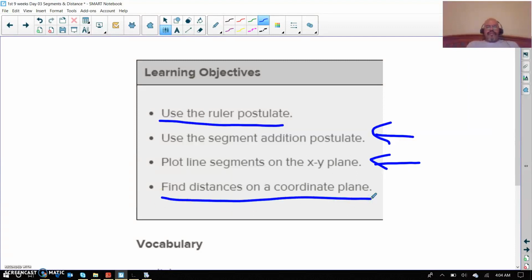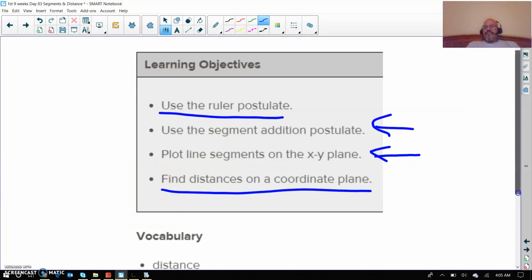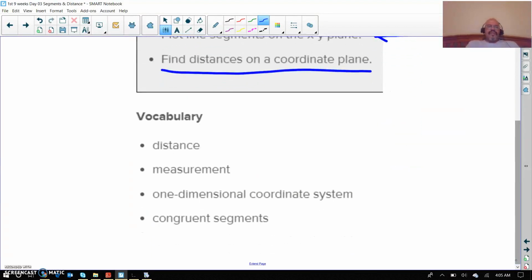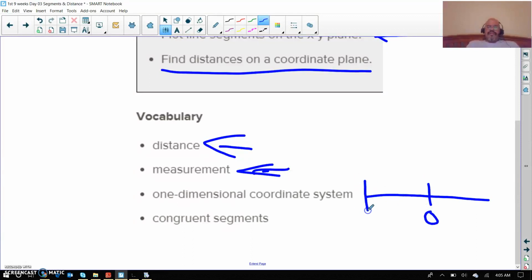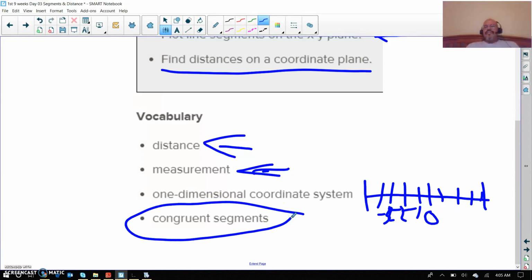Finding distance on the coordinate plane is actually a derivative of the Pythagorean theorem. You should remember that. Vocabulary for this class: distance. That's the unit of measurement between two points. Of course, with measurement we have a couple of things. One-dimensional coordinate system. You remember this: we have the number line, with units all the way around, usually -1, -2, -3 on that side. Congruent segments means that the segments are equal to each other. That's what congruent is.